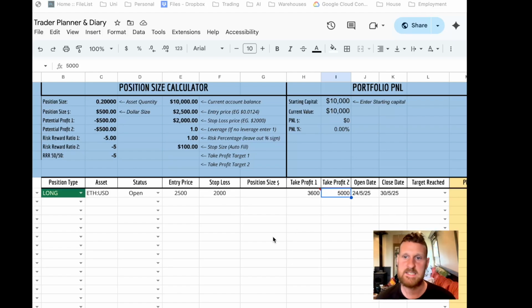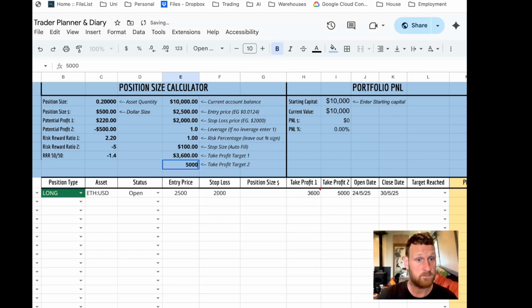Now, enter your take profit target on the sheet and it calculates your potential profit and risk reward ratio. Here we've got take profit 1, 3,600, take profit 2, 5,000. What's this worked out? Well, your potential profit 1 will be $220. You've only risked $100 to do that. That is a risk reward ratio of 2.2.